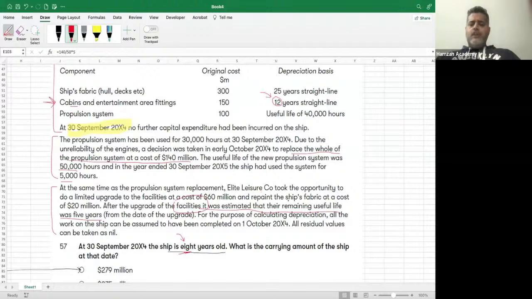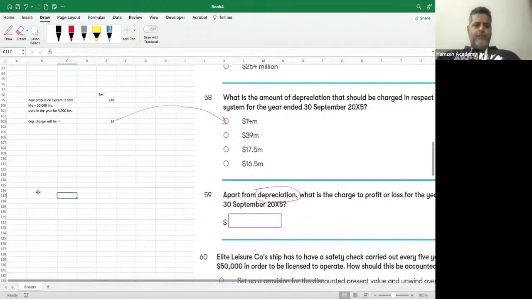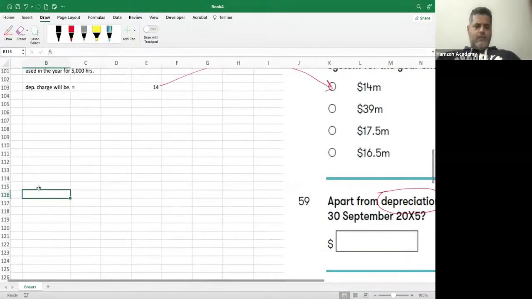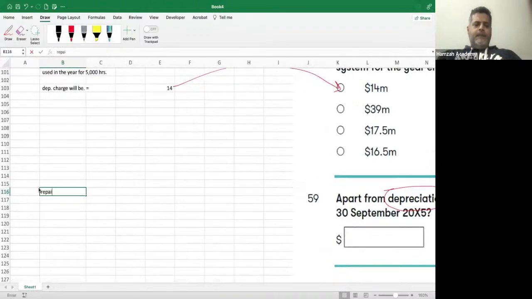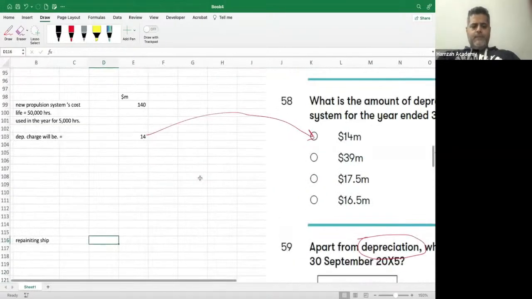And repaint the ship's fabric at a cost of 20 million. Now, because of the 20 million, the repainting, no improvement came into place, right? So apart from the depreciation, the repainting of the ship, right? Repainting is for 20 million. This is going to be charged.